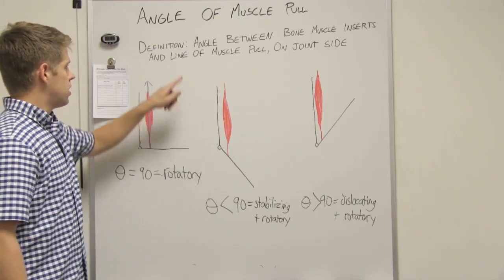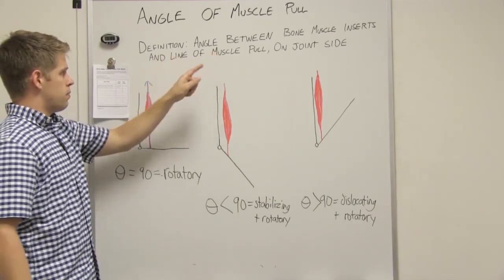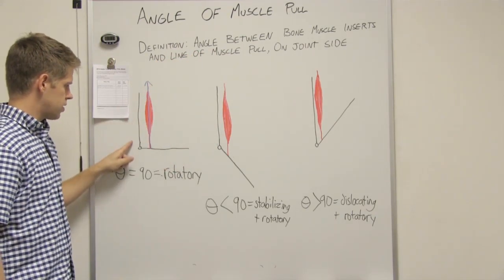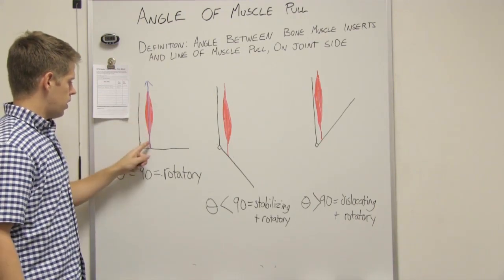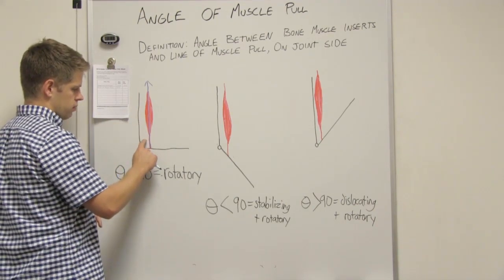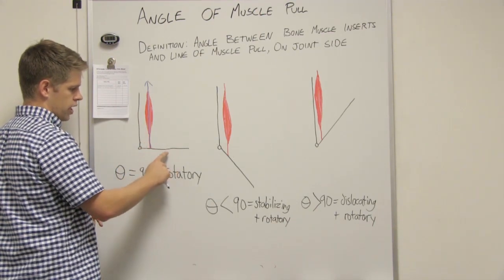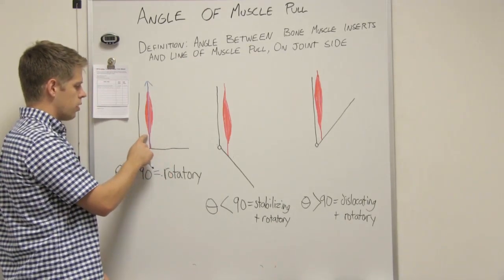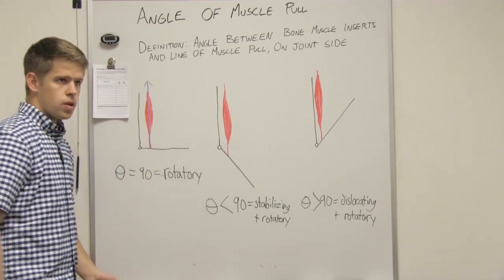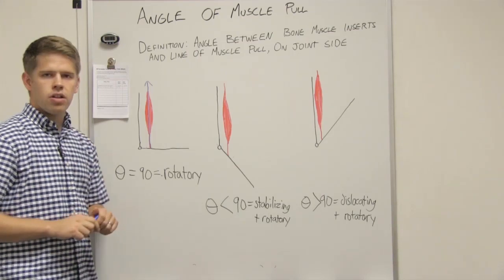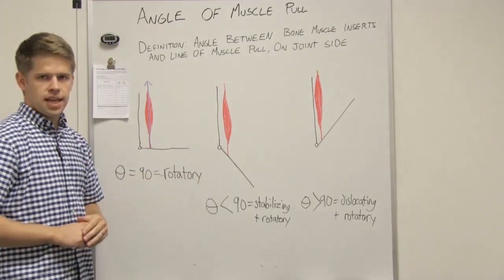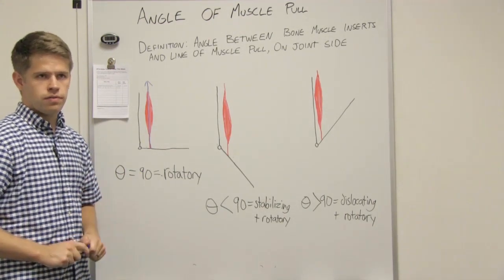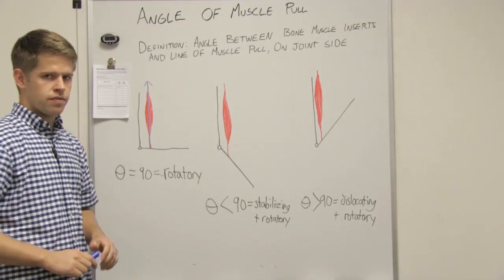So the angle of muscle pull is between the bone the muscle inserts on, let's say this is the ulna and this is the humerus, and the line of muscle pull. You might say there are two angles between the line of muscle pull and the bone, and you're right. But for angle of muscle pull problems, you always want to draw the angle on the joint side. Let's draw the angle of muscle pull for each of these examples on the board, so you can get some practice, because this is crucial for doing these problems so you don't get confused.